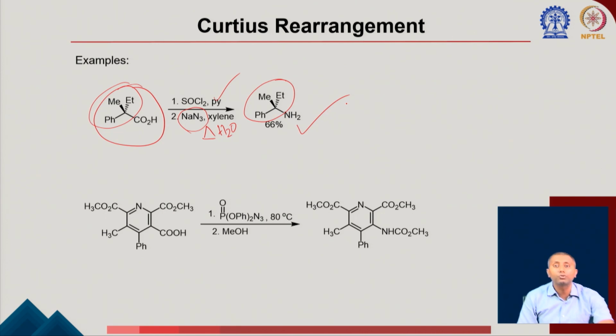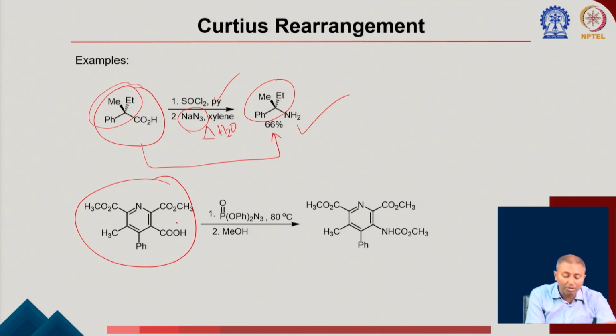So this is an important method, because starting from a carboxylic acid, in one step you are able to convert it to the corresponding amine. There is another example here, starting from this type of pyridine carboxylic acid. Using DPPA you can convert the carboxylic acid to the corresponding azide, and then heat is given, so it goes not only to the azide, it will go to the corresponding isocyanate. Then there is methanol present here, which is going to make the corresponding carbamate.